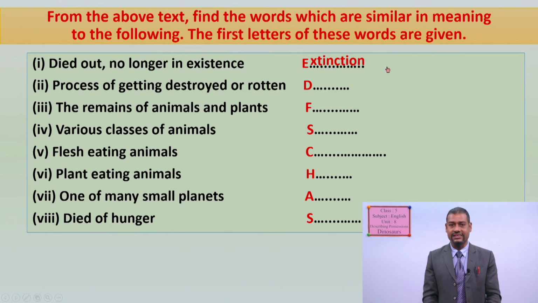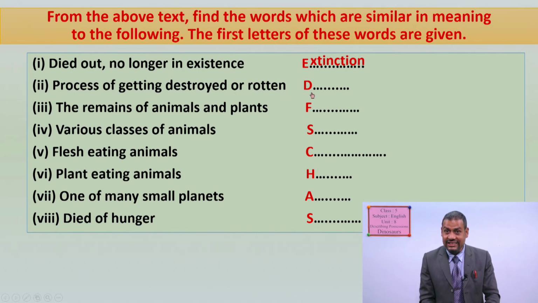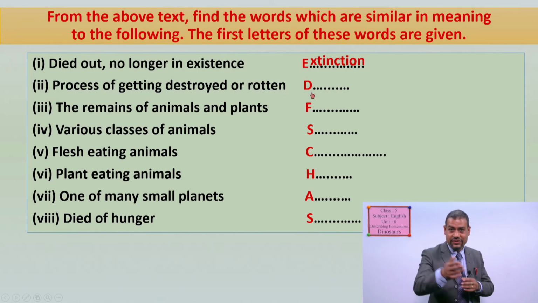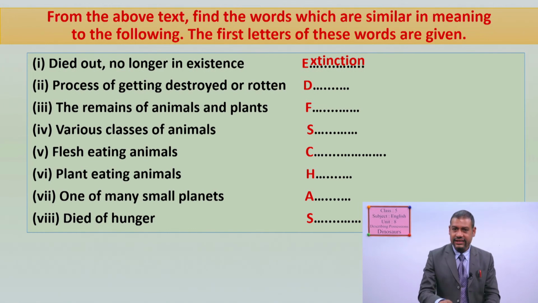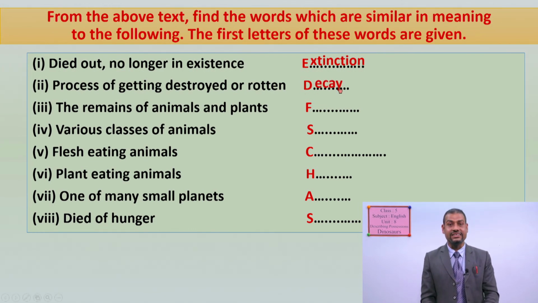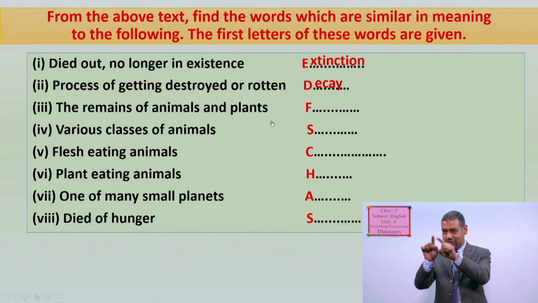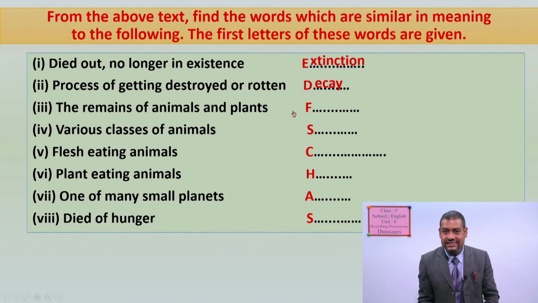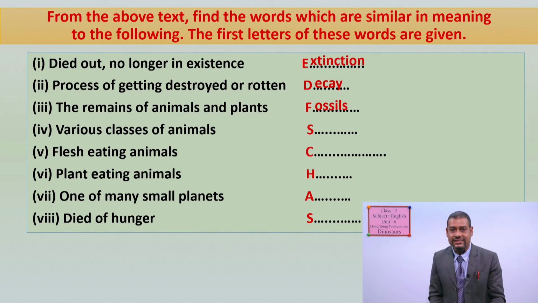Extinction. Another, process of getting destroyed or rotten. You have to start with D, rot or spoil. I gave you the meaning. So the correct word for this meaning is decay, D-E-C-A-Y, decay. Another, the remains of animals and plants. I have shown you the picture of that one also, and that starts with F. So the word is fossils.